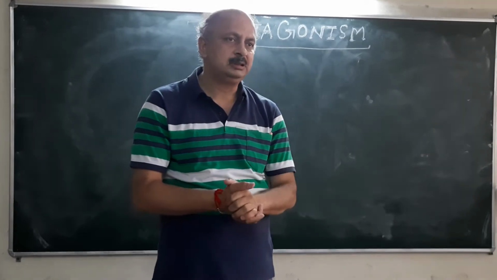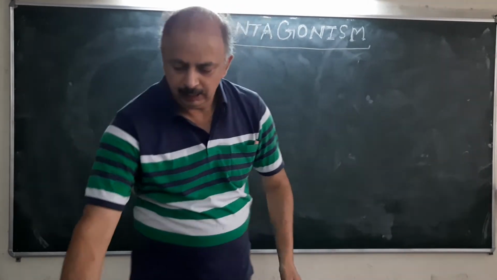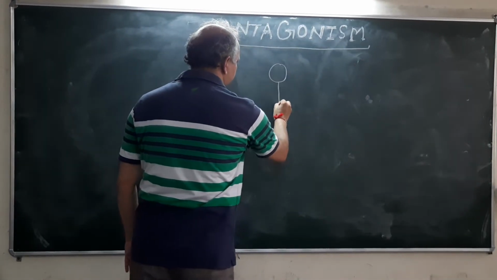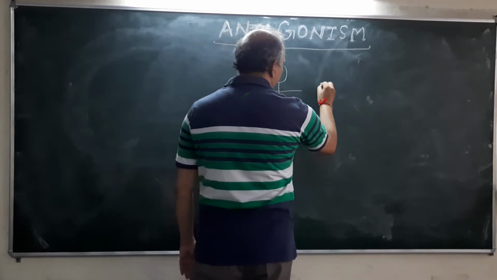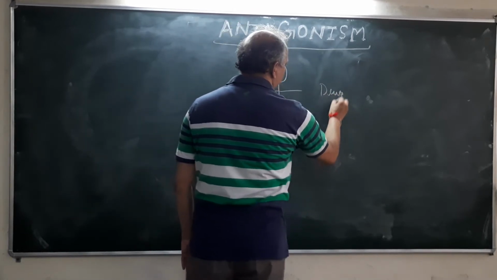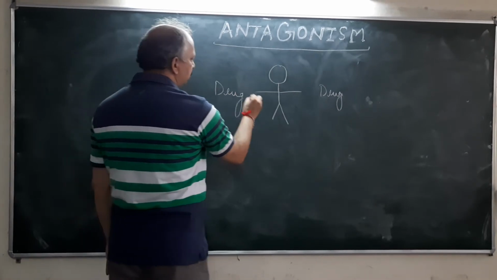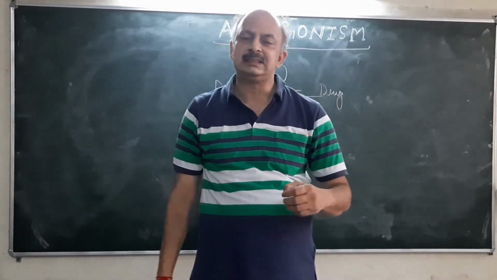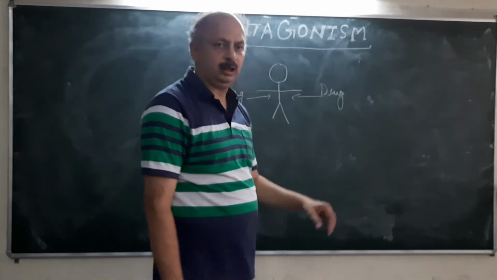Which is the physiological system? Physiological system is the human body. And two drugs, this is drug 1 and this is another drug. So these two drugs act on the same body, same physiological system, but they show opposite effects, and this is called antagonism.